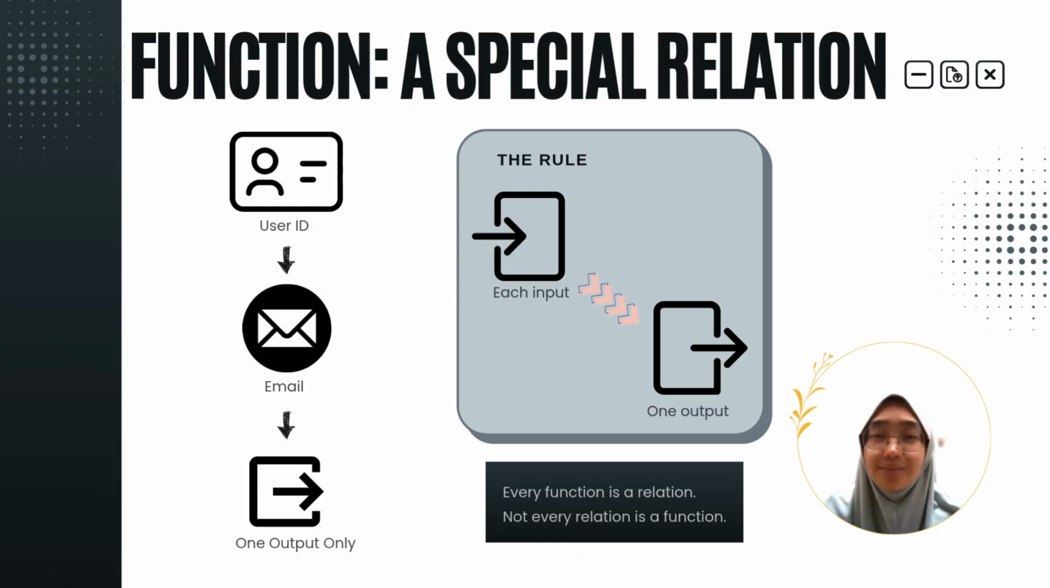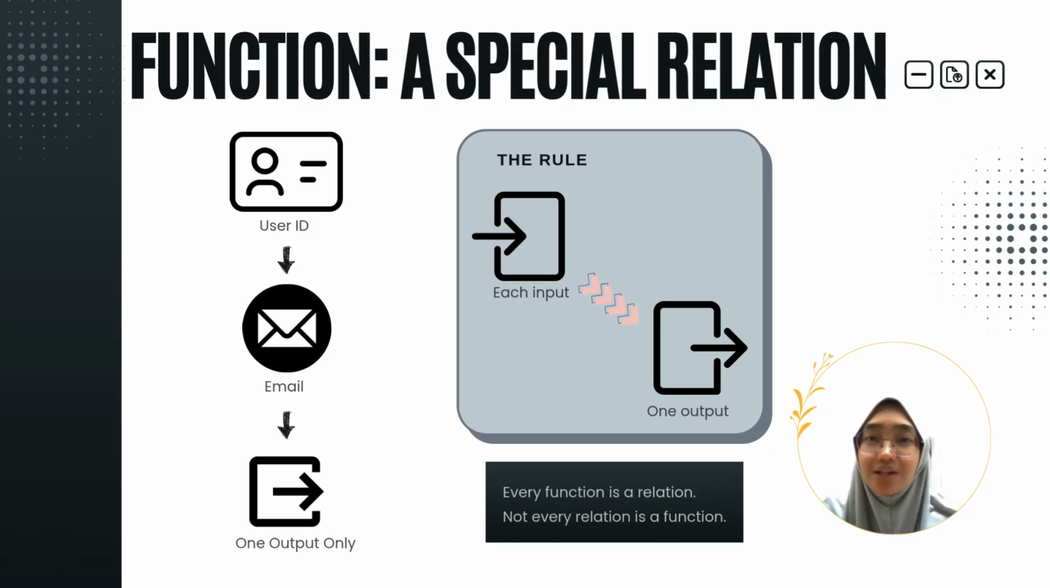Next, I will explain functions. A function is actually a special type of relation. Every function is a relation, but not every relation is a function. The reason is that a function follows one additional rule. Every input must have exactly one output. In this example, a user ID is connected to one email address. Since every user ID has only one registered email, this satisfies the definition of a function.